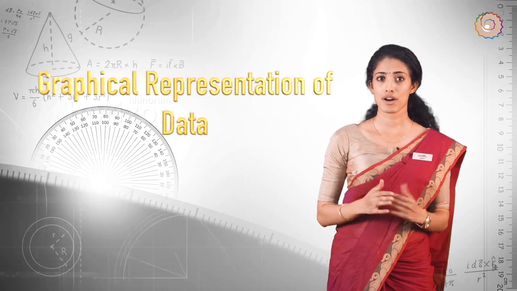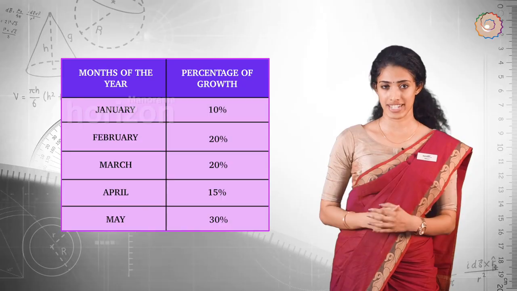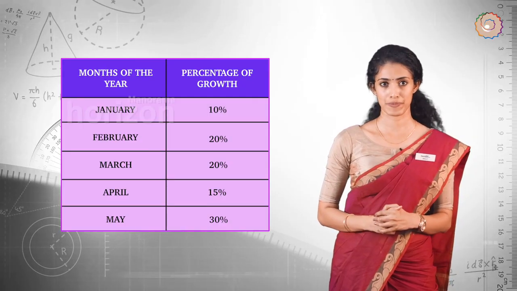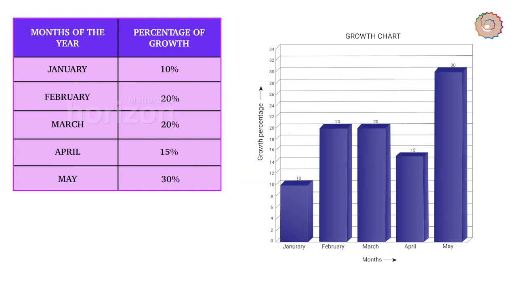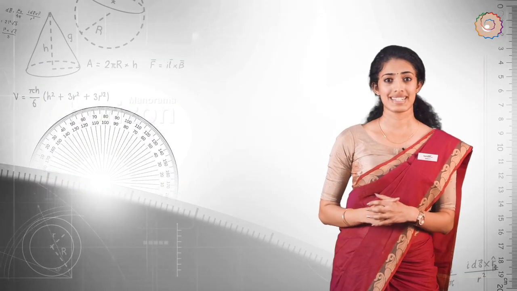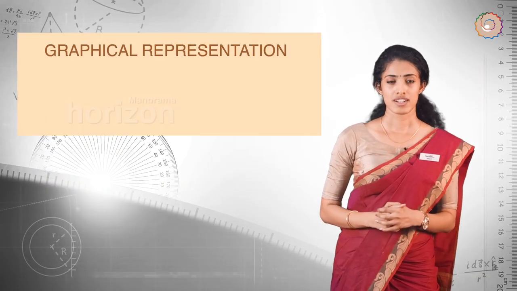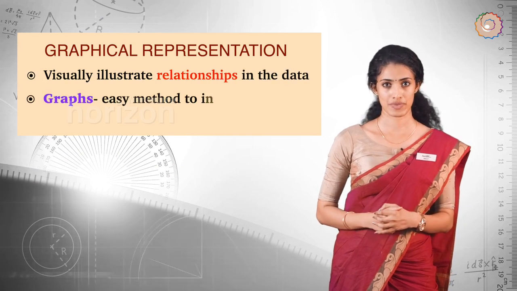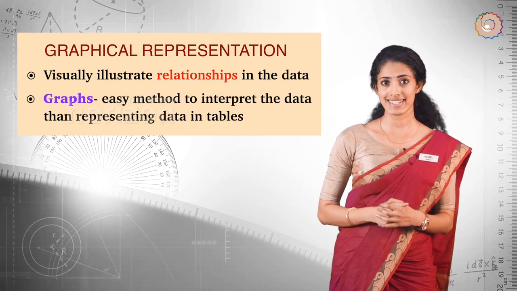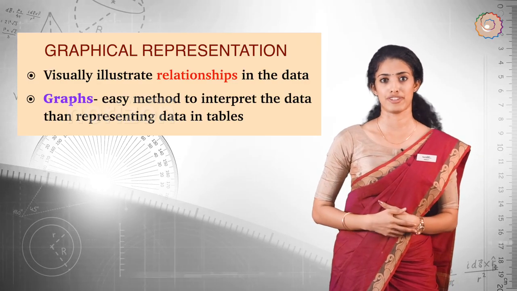Let's now discuss how to represent the data graphically. Why is graphical representation of data important in today's world? Now, look at the table and try to relate it with a graph. Since the data is very small, tabulation is easier. But when the data is complex, it's easier to represent it in graphical form. Graphs are a method to visually illustrate relationships in the data. The purpose of graphs is to present data that are too numerous or complicated to be described in tabular form.